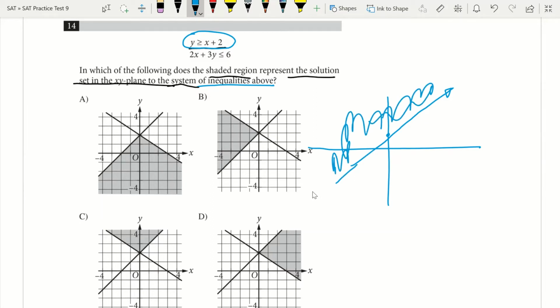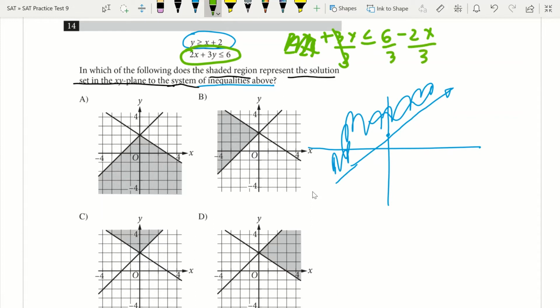Next, we'll use green for our other equation. We have 2x plus 3y must be less than or equal to 6. I'm going to rewrite this in slope-intercept form since that'll help me solve. I subtract 2x from each side, and divide each side by 3 to isolate y. So now we have 6 over 3, which is an intercept of 2, and then minus 2/3 x.